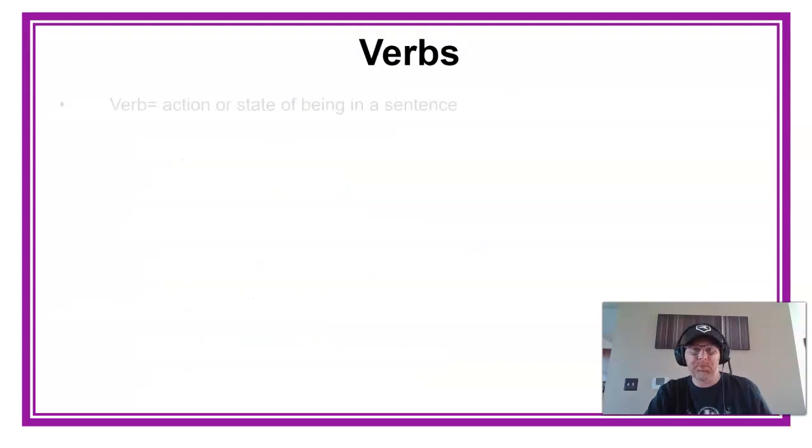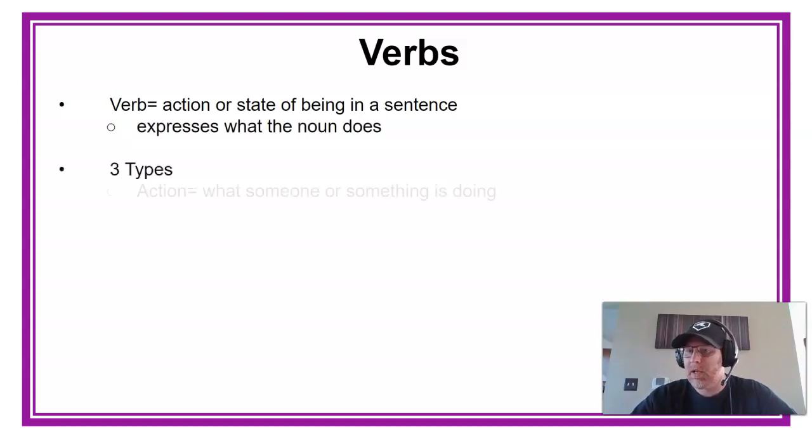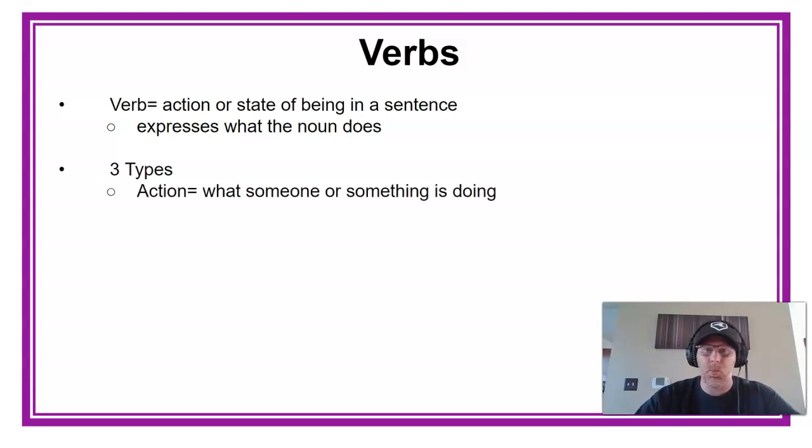Let's talk about verbs. The verb is the action or state of being in a sentence. Okay, it expresses what the noun does, and there are 3 types. The most common is the action, okay? It's what someone or something in the sentence is doing. Like, he ran around the block. What is he doing? He's running around the block.